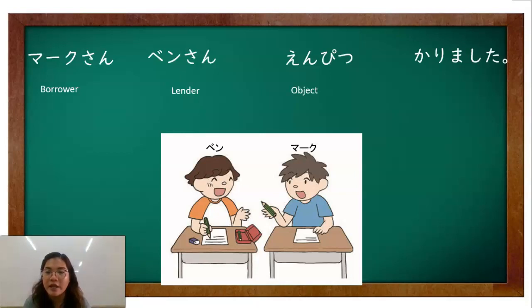Again, let's put the borrower, kung sino yung nanghiram, siya yung particle wa. So that would be Mako-san wa. Kung sino yung nagpahiram kay Mako, siya yung particle ni. At kung ano naman yung pinahiram sa kanya, ito yung particle o. So that makes the sentence: Mako-san wa Ben-san ni enpitsu o karimashita.